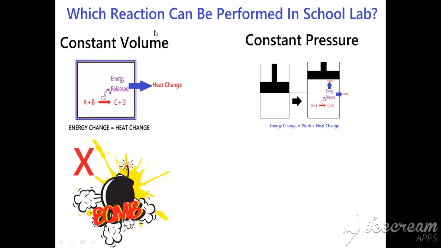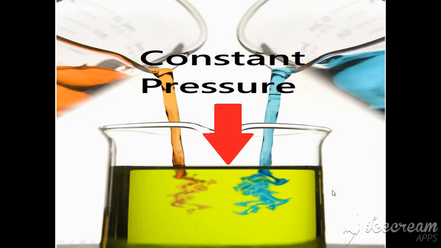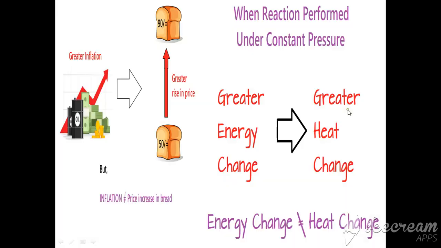So if you want to perform these two reactions in a school lab, one at constant volume, the other at constant pressure, the constant volume one we cannot perform in a school lab. Why is that? If you perform a reaction at constant volume, technically we are creating a bomb. So let's see whether we can perform the reaction at constant pressure. Of course, it's easy. The reason is most of our reactants are aqueous solutions. When you mix two aqueous solutions, the only pressure on top of that solution is atmospheric pressure. So all the aqueous reactions we are doing are performed under constant pressure.